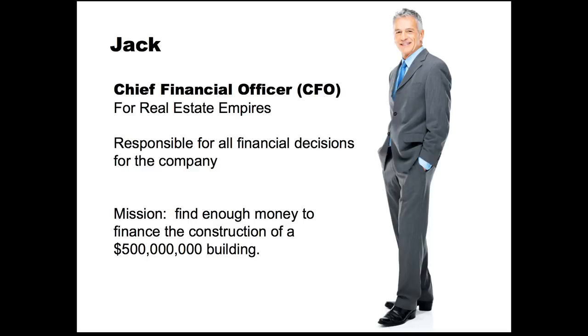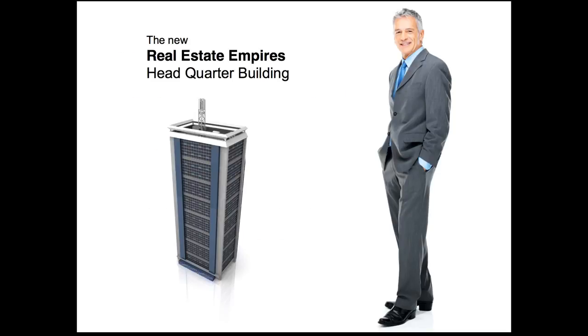So Jack was given a mission from the CEO, the Chief Executive Officer, that he needed to come up with financing for $500 million in order to construct the company's new headquarters building. So here's the new Real Estate Empires headquarter building that Jack is going to be financing, and this building cost $500 million. So Jack's going to have to go out and try to find that money.